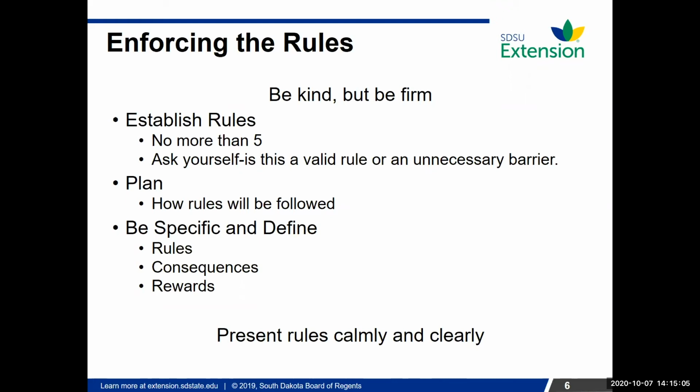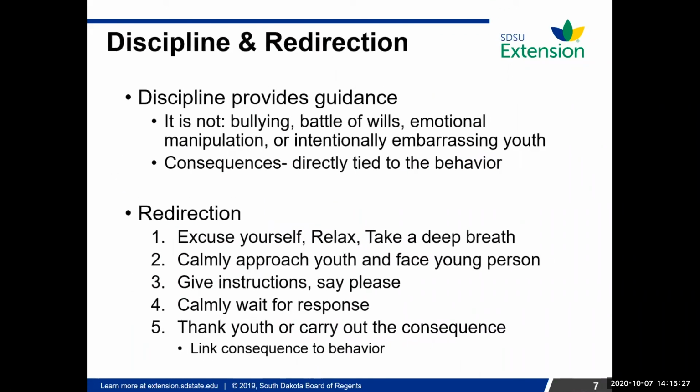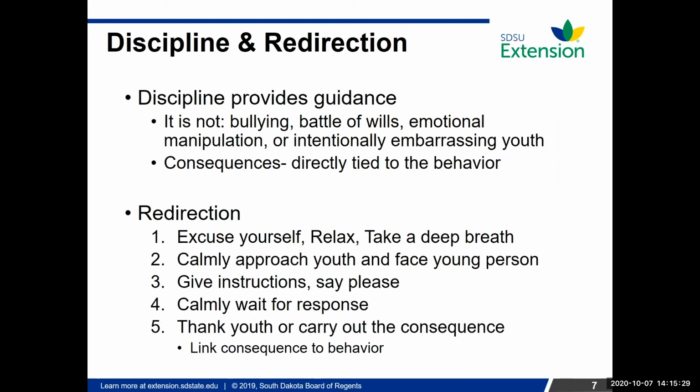Establish a plan on how rules are followed. Talk this plan over with the young people calmly and clearly. Establish a system of rewards and consequences. Consequences should be rational and logical and follow the behavior or rule that was violated. In cases where discipline or redirection are necessary, keep in mind that discipline is providing guidance, so young people have the opportunity to change their behavior and be accepting in the learning environment.